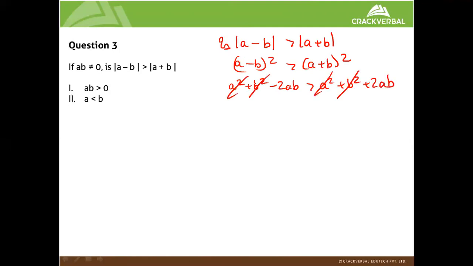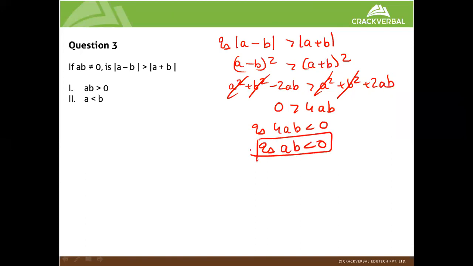A square, B square would cancel out. So I'm going to get 0 is greater than 4AB, taking the 2AB to the right hand side, or 4AB is less than 0. So basically what you've done is you've broken down this entire question to is 4AB less than 0? Or in other words, is AB less than 0? So instead of jumping into the statements, it would be feasible for me to break down the question stem itself because it falls under the type 4 type.